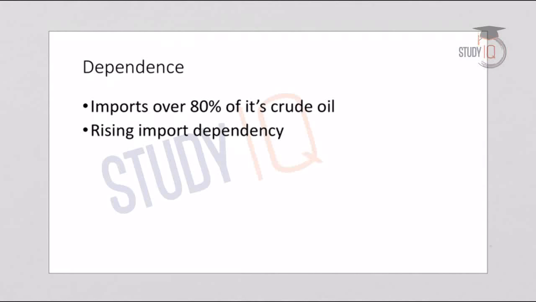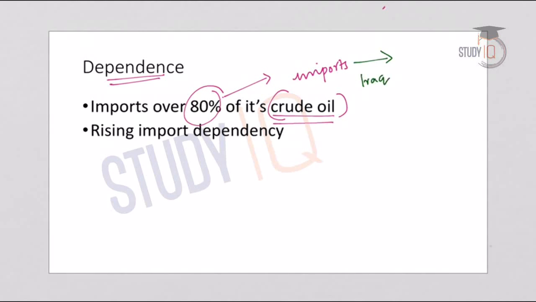Now coming to our content and the topic, first let us understand how far India is dependent on oil imports or fuel imports. Now India imports over 80% of its crude oil. So 80% of its crude oil requirements are met by imports, and these imports are mainly from countries like Iraq, Saudi Arabia and Iran. So these are the three major economies which export oil to India.